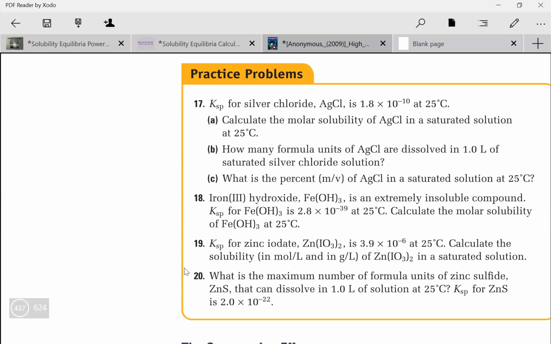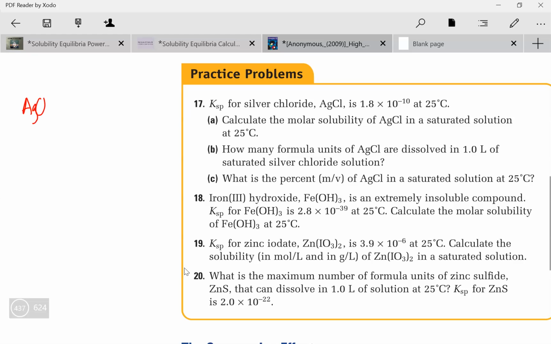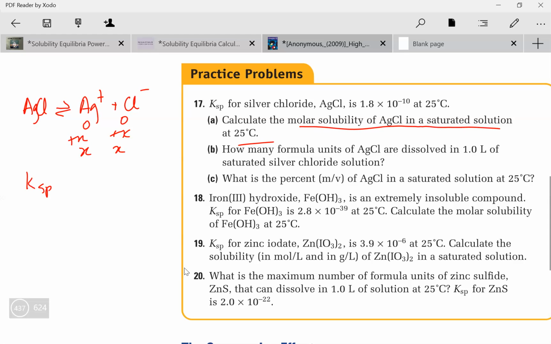Before the last video, we were given molar solubility, the concentration at saturation, at equilibrium, and we were asked to calculate KSP. Now we're going backwards, which is not that difficult, because we write the same expression: Ag plus, Cl minus, 0, 0, plus x, plus x. In a saturated solution, our KSP is going to be equal to x squared.